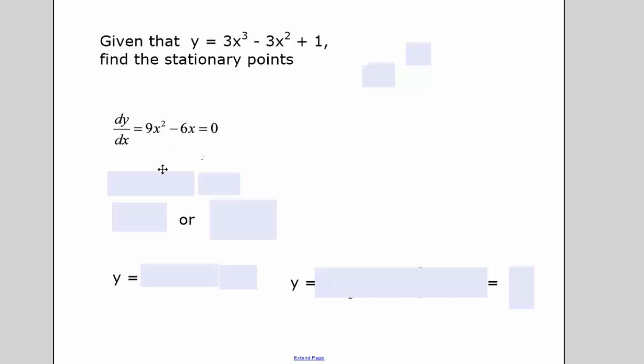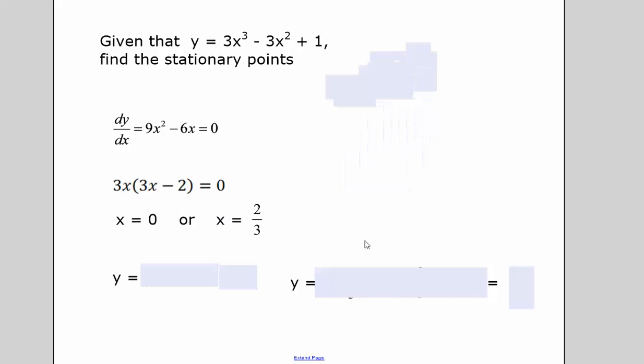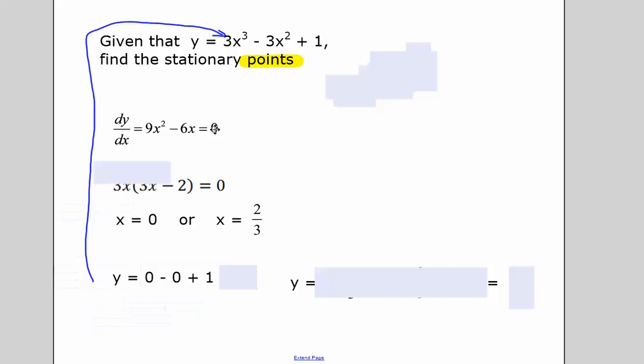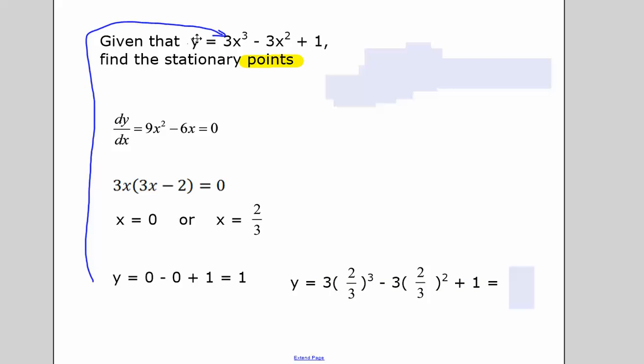So we're trying to solve this equation here. The best thing to do, I think, is factorise. I've taken out 3x, and we're left with 3x minus 2, and that equals 0. So either x is 0, or, from the second bracket, x is 2 over 3. Now to find the y coordinate, we substitute back into the original function. Substituting in 0, we've got 0 minus 0 plus 1, so y equals 1. When x is 2 over 3, substituting that into the y expression and using the calculator, we get y equal to 5 over 9.